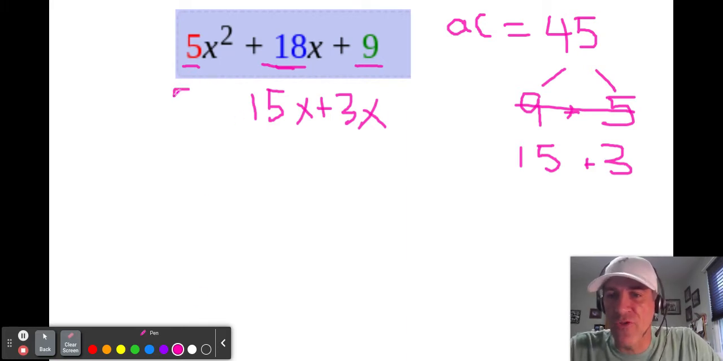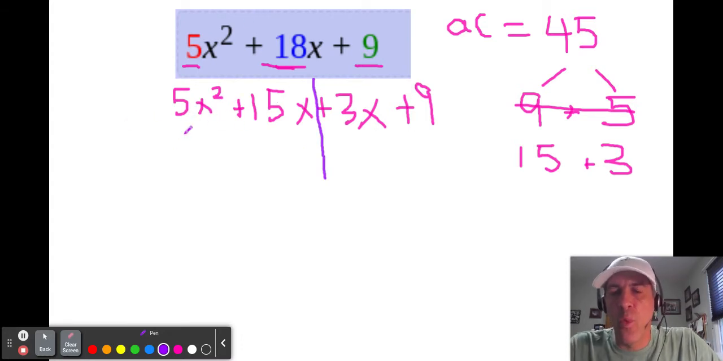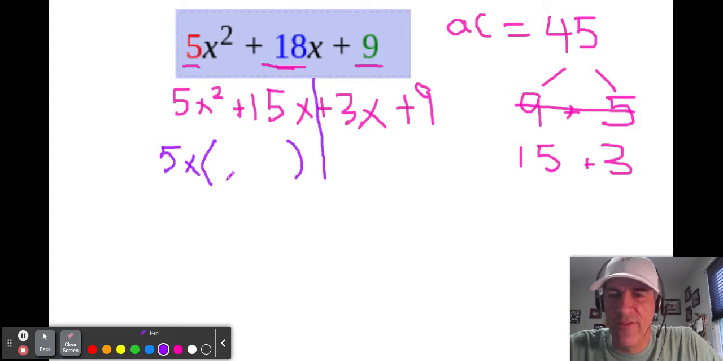And now I'm going to drop down my first term, 5x squared, this is a positive 15x, and drop down my constant, my c, plus 9. I'm now going to split it in half. I'm going to look at my first two terms, 5x squared plus 15x. What is the GCF? What can I factor out of that? Well, they both have a 5 and they both have an x, so I'm going to factor out 5x. What does that leave me with? That'll leave me with x plus 3.